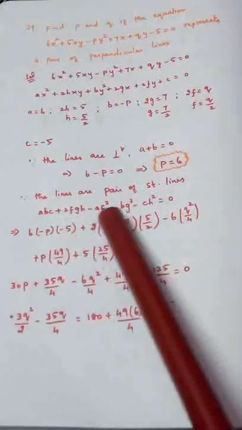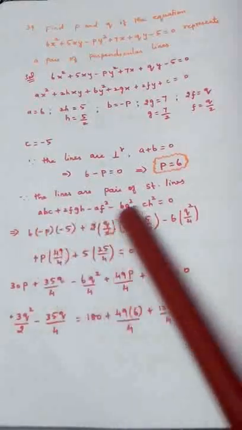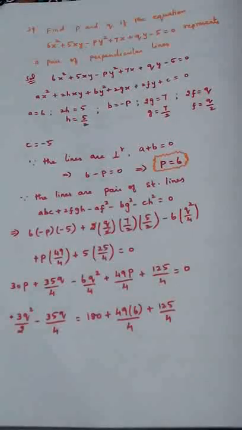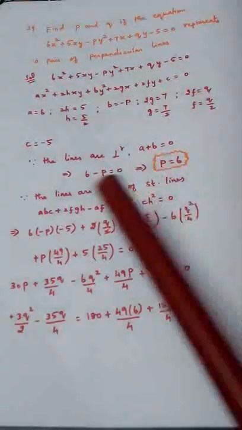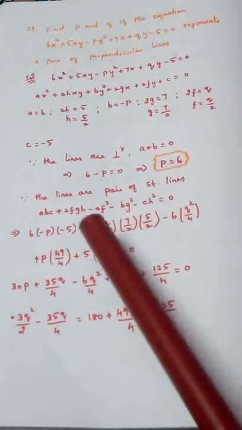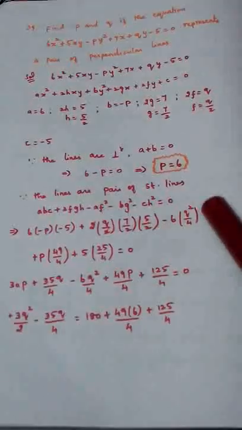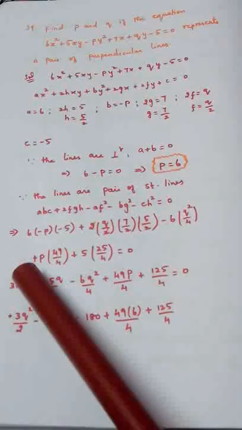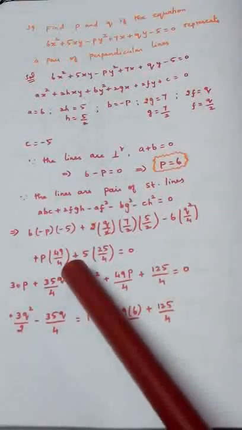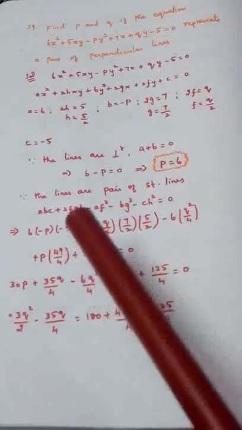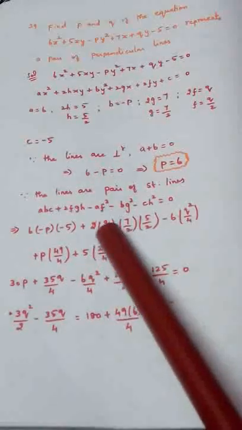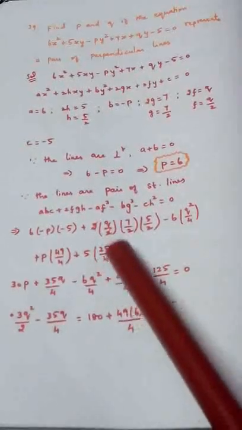The condition is abc plus 2fgh minus af square minus bg square minus ch square equal to 0. This should be a famous condition for you because in almost all the problems we are seeing this condition. Substituting all the values here: a value, b value, c value, 2fgh minus a, this is the f square value, minus b, b is minus p, so it becomes plus bg square, plus, minus c value is again minus 5, so it becomes plus 5 into h square. h is 5 by 2, so h square is 25 by 4.